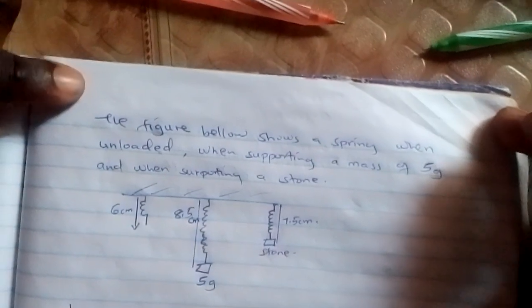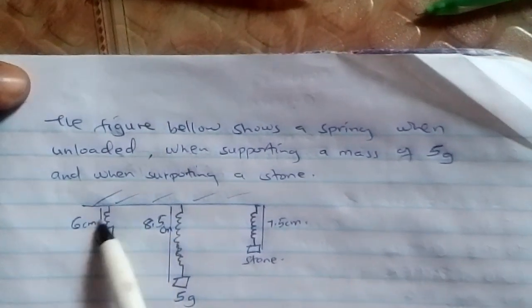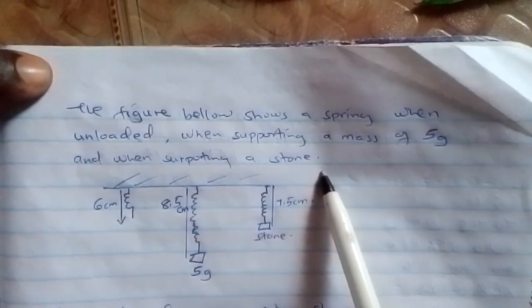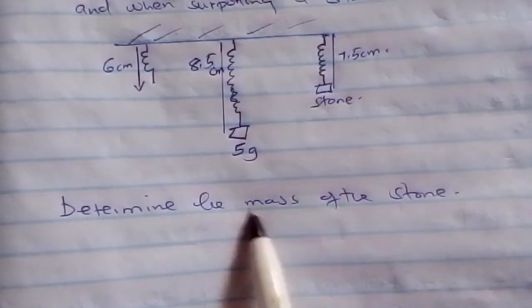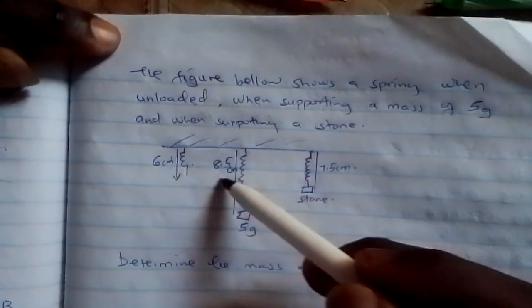If you look at the example, you may think that it is so difficult. The figure below shows a spring when unloaded, when there is no load, then when supporting a mass of 5 grams, and when supporting a stone. Now the question is, determine the mass of the stone. The first thing, it is the same spring. When it is unloaded, the length is 6 centimeters. And when it's supporting a mass of 5 grams, the length extends to 8.5.